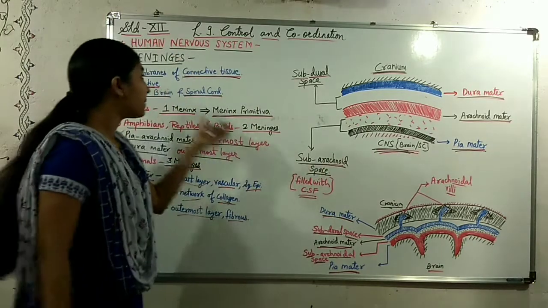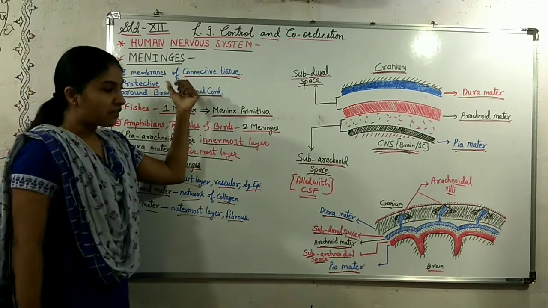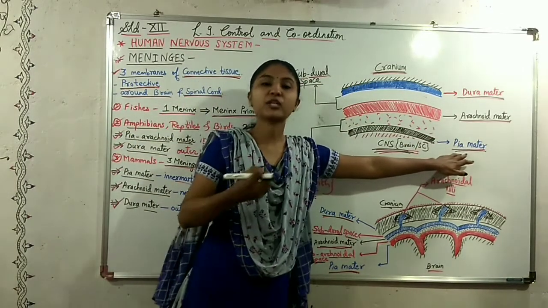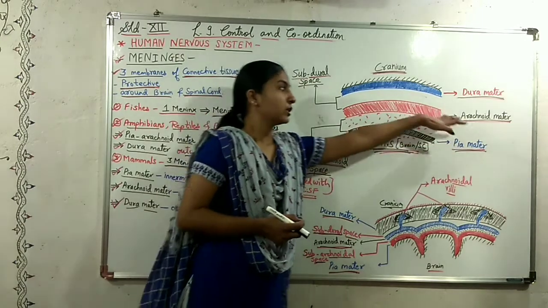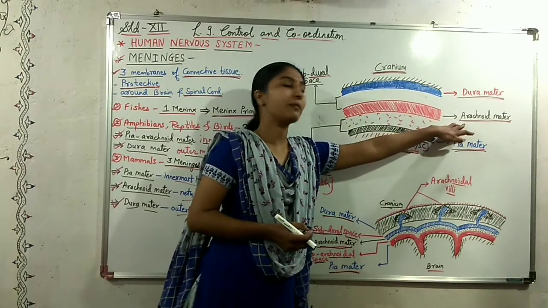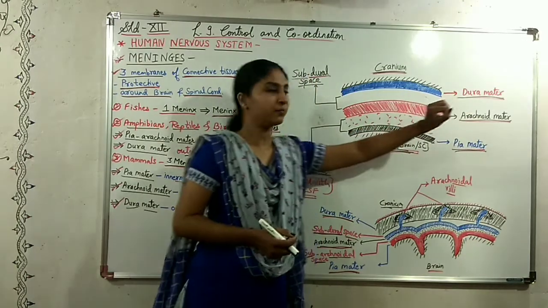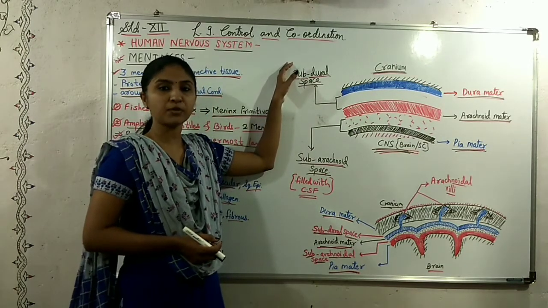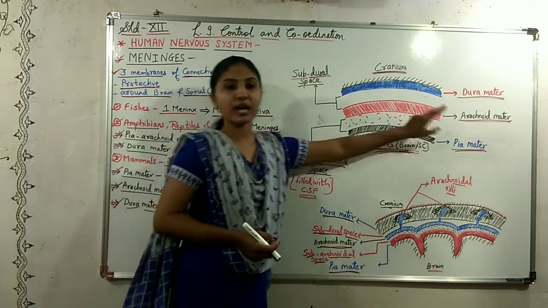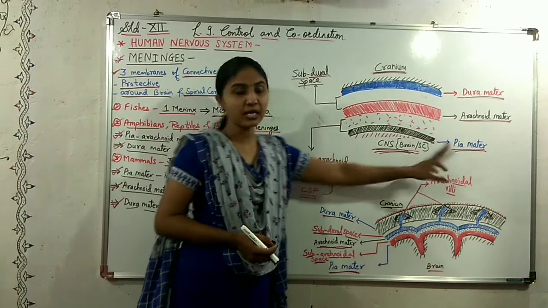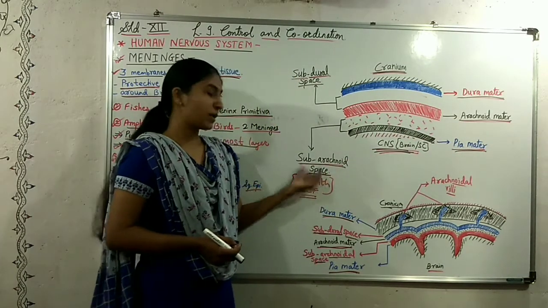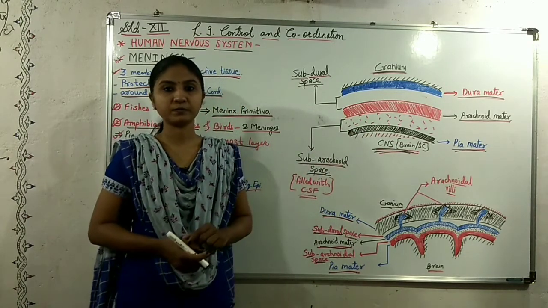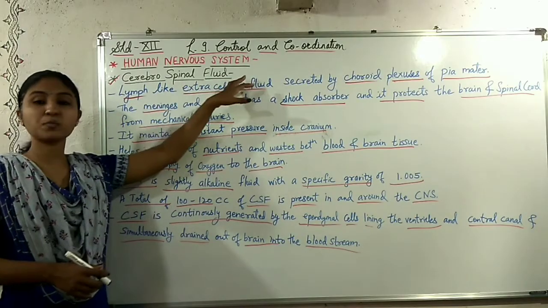So these are the three meninges which cover the central nervous system. First, the innermost is the pia mater, which is actually attached to the central nervous system. The middle one is arachnoid matter, and the outermost is the dura mater. In between dura mater and arachnoid matter, there is a space called the subdural space. And again, in between arachnoid matter and pia mater, there is a space called the subarachnoid space. This subarachnoid space is filled with cerebrospinal fluid. Next, we will discuss cerebrospinal fluid.